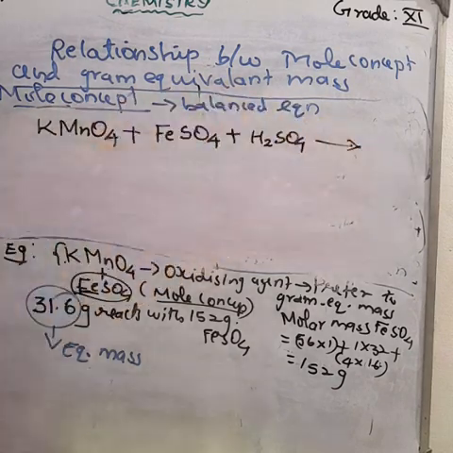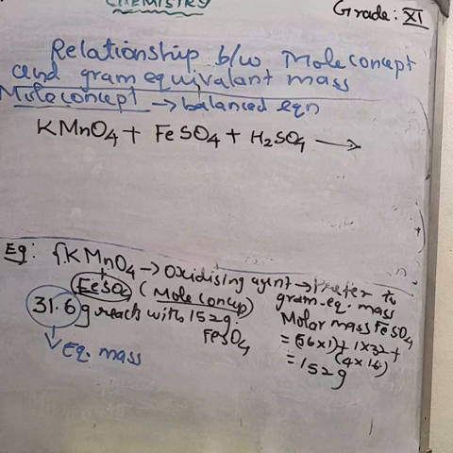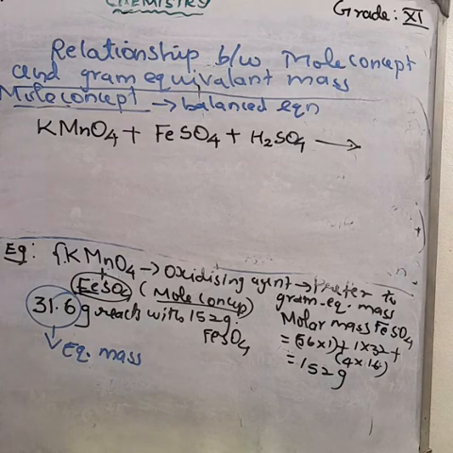So here the KMnO4 is one of the oxidizing agents. What do you mean by oxidizing agent? An oxidizing agent oxidizes another substance and itself undergoes reduction. Understood? So here this KMnO4 oxidizes the ferrous sulfate.